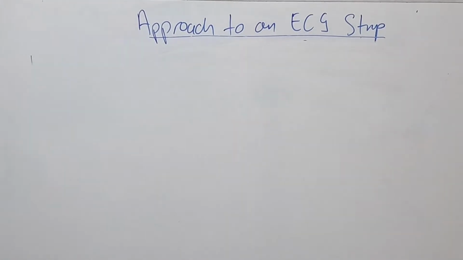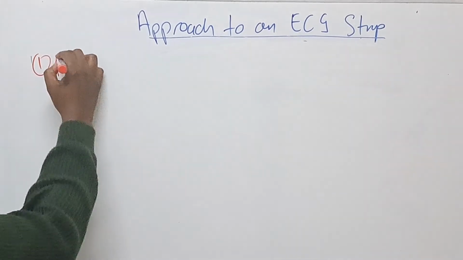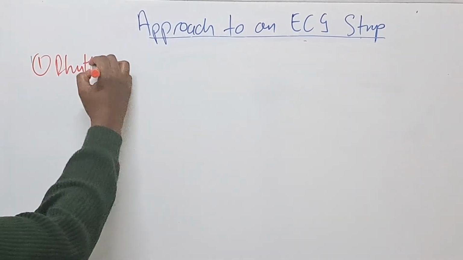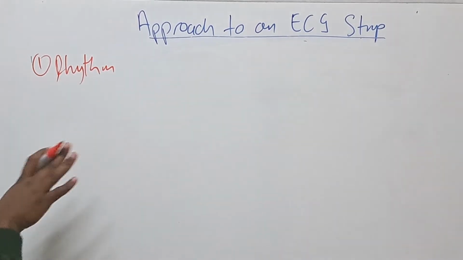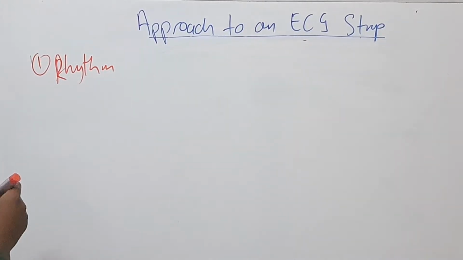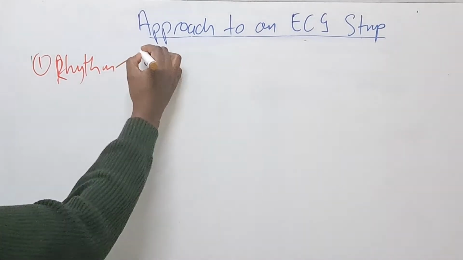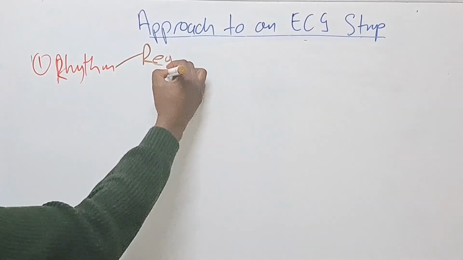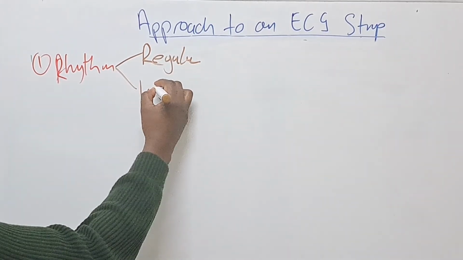So we said that whenever we are given an ECG strip, this is what I always do. The first thing is to quickly, and this is a repetition of the other video, but I'm just going to be brief here, assess the rhythm: whether the rhythm is regular or irregular.